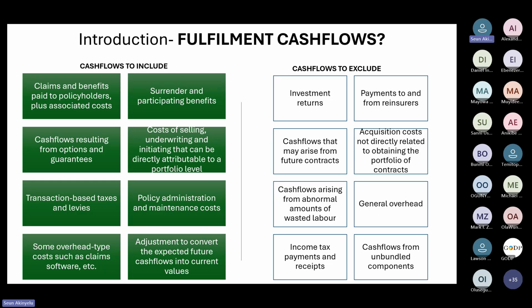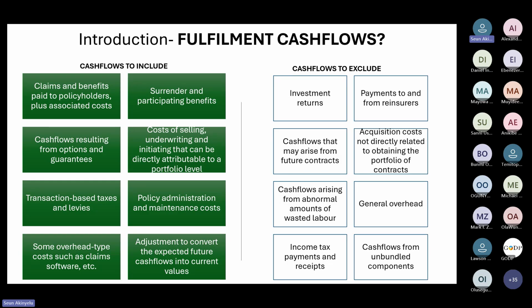Because remember, the contract we are talking about now, say for example, is the insurance contract. So if you are paying your reinsurance, even for that particular thing, it will be out. Cash flow that may arise from future contracts, meaning cash flow that you say, as a result of doing this insurance contract with Mr. A, he will give me Mr. B, C, D, and E. Those particular cash flows are out.